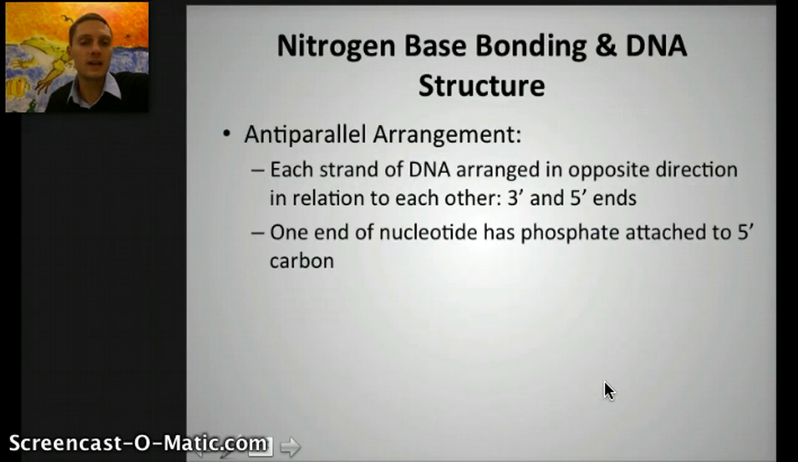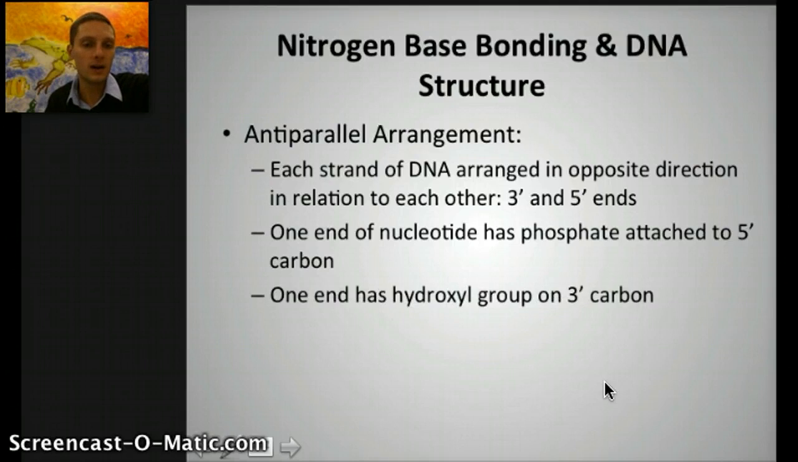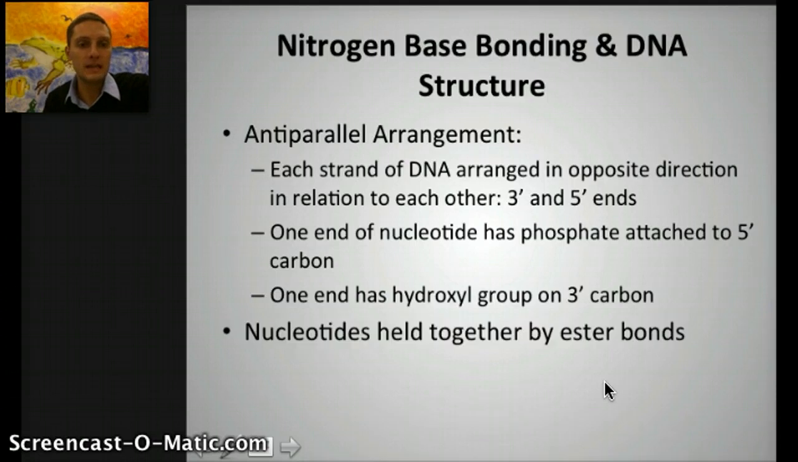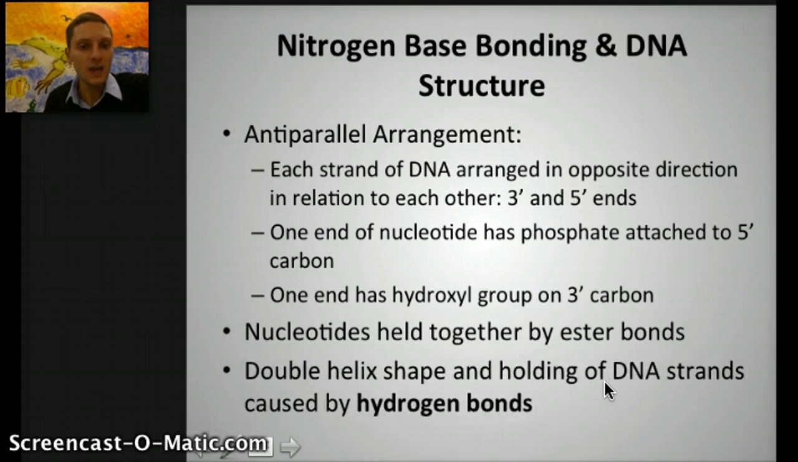One end of the nucleotide has a phosphate attached to the 5 prime carbon. The other has a hydroxyl group on a 3 prime carbon. And then, as we talked about, nucleotides between the carbon and phosphate are held together by phosphodiester bonds. When we put 2 strands of DNA together, we get a double helix shape, and the holding of those 2 DNA strands together between the nitrogen bases is completed by hydrogen bonds.